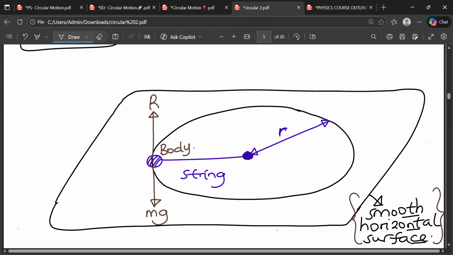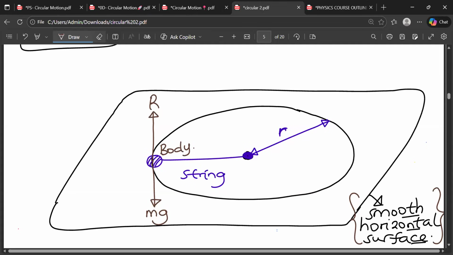This body is sitting on a table, which is smooth, no friction. When it sits on it, it exerts a force equal to its own weight onto the table. Then the table reacts by exerting an equal but opposite force onto the body, which force we call the normal reaction, R. I don't know if we are together.